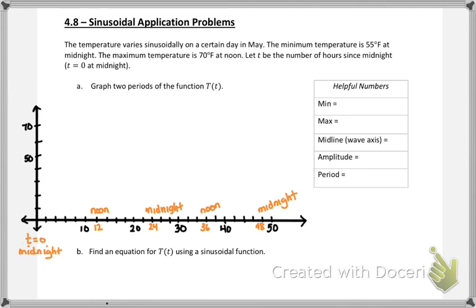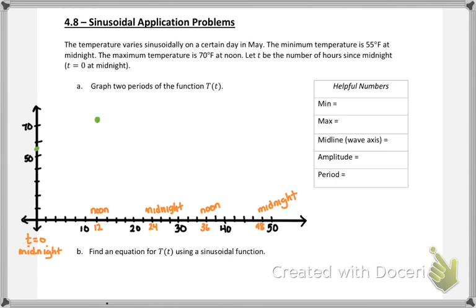Okay, and then y represents our temperature. We know that the lowest is 55 and the highest is 70, so I've got to make sure that it reaches up to 70. And from there, we're just going to make our graph. We know that at midnight, t equals 0, it is at 55 degrees, so here it is. And then at noon the next day, it reaches a high of 70.